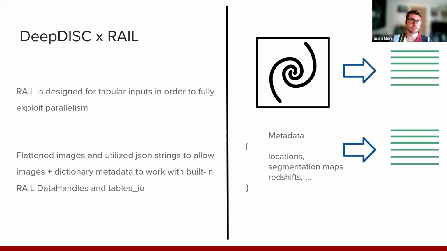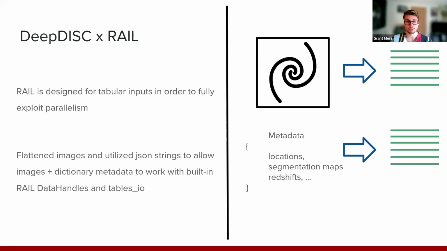So just a couple of points about meshing these two packages. RAIL is specifically designed for tabular inputs, so catalog level data. As I mentioned, DeepDISC uses images. And also, because DeepDISC is a supervised method, we need the locations, segmentation maps, redshifts, anything that it will predict, it needs to be able to train on. And so the data structure for that was a little bit tricky to mesh with the existing RAIL file IO structures.